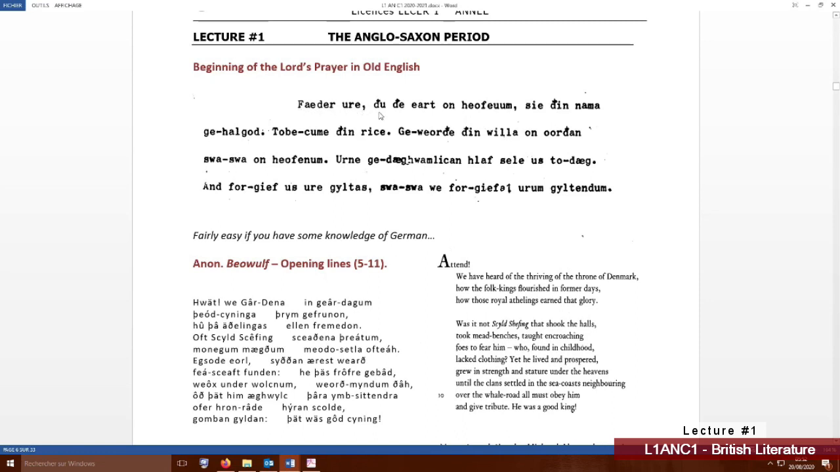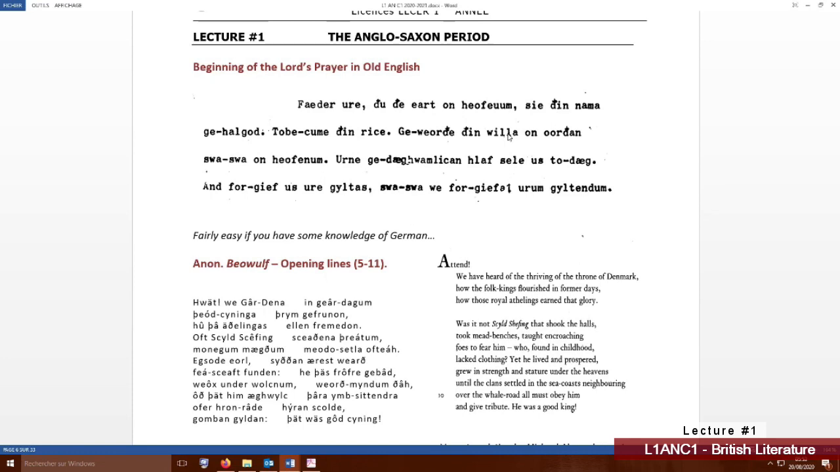Fader ure, thu the eart on heofonum, si thin nama gehalgod. You see, Vater unser, our Father, who art in heaven, hallowed be thy name. To becume thin rice, thy kingdom come, geweorthe thin willa on eordan. Thy will be done on earth, swa swa on heofonum, as it is in heaven.